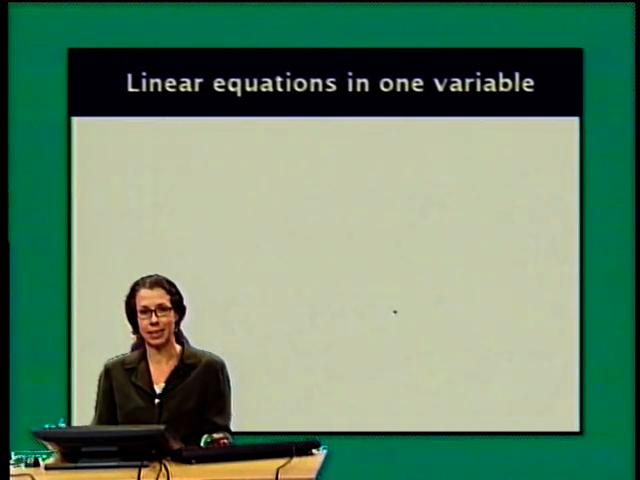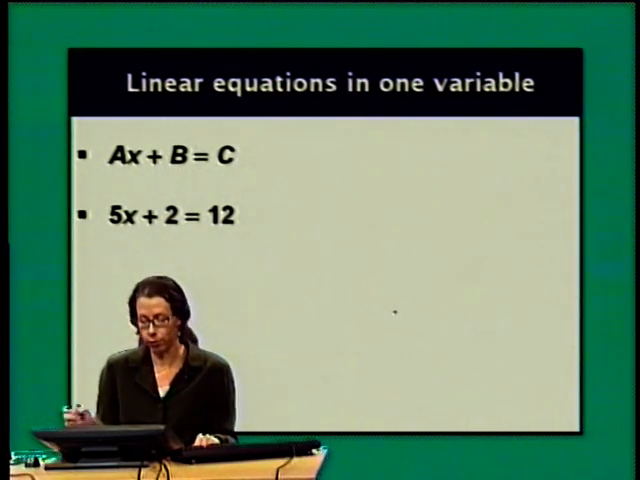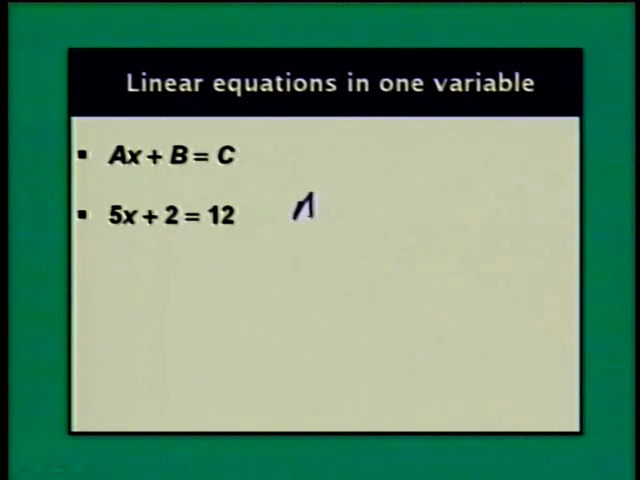So let's look at some examples of linear equations in one variable. Here's our kind of abstract equation. Let's throw some numbers in. We have 5x plus 2 equals 12. In this case, a equals 5, b equals 2, and c equals 12.